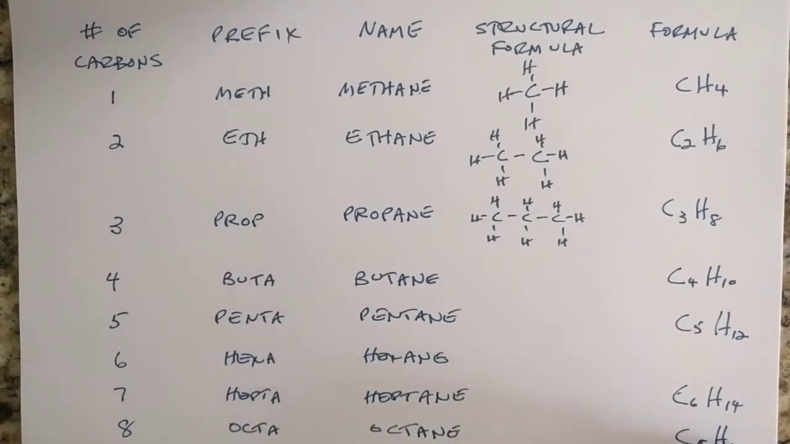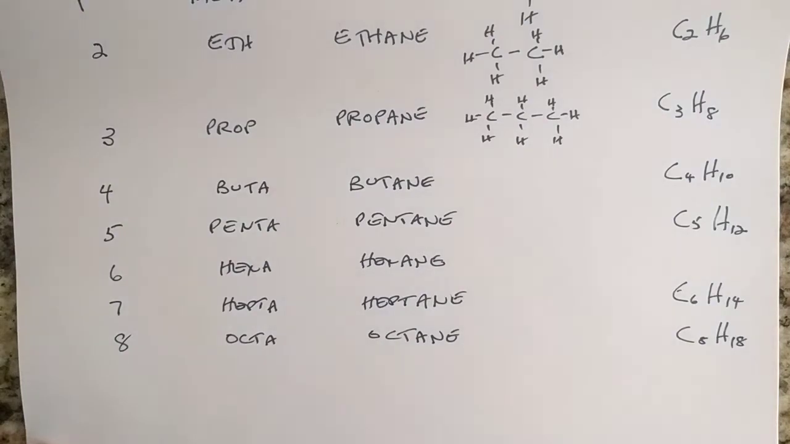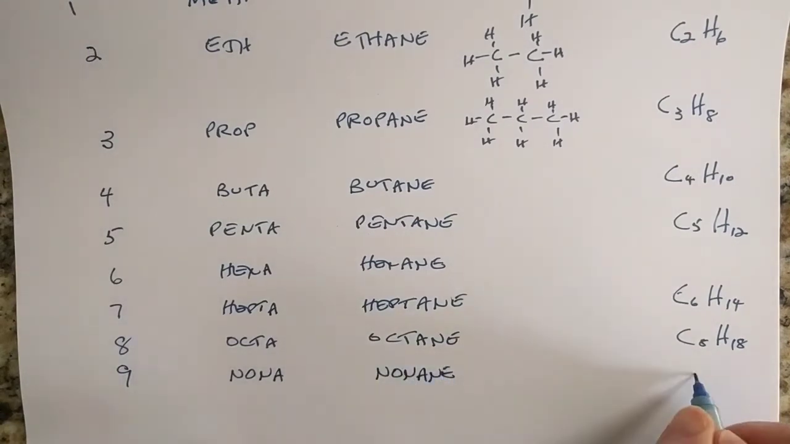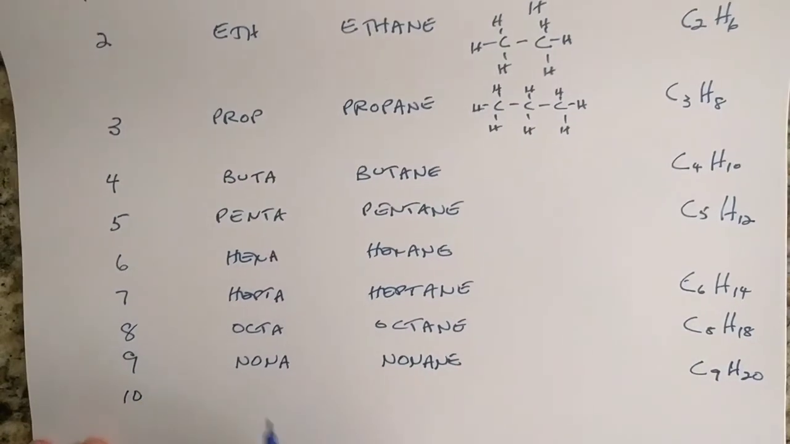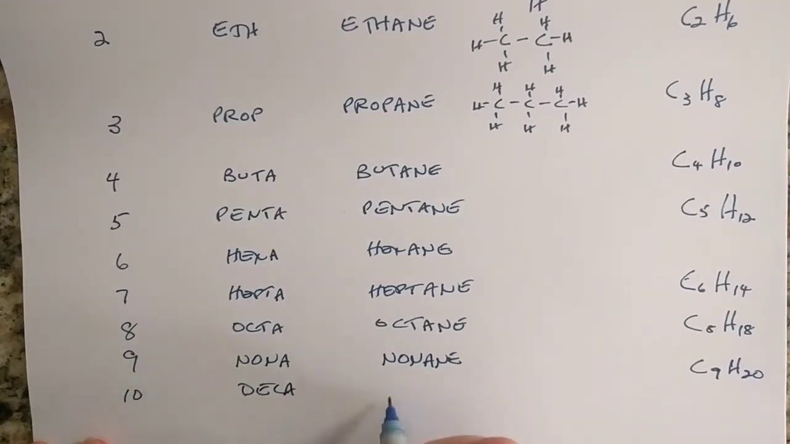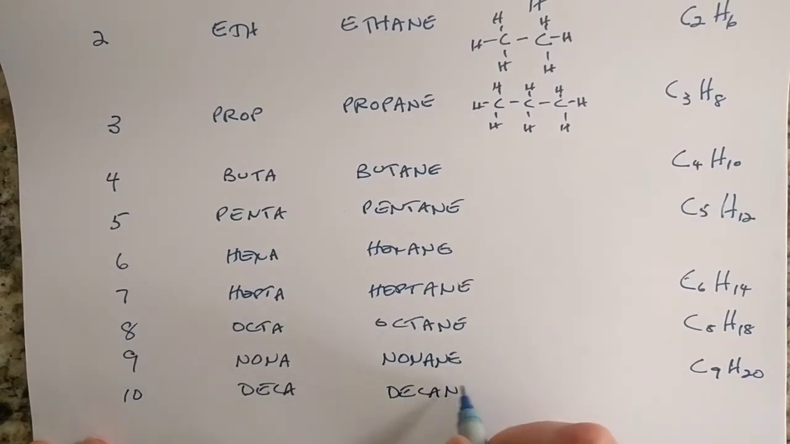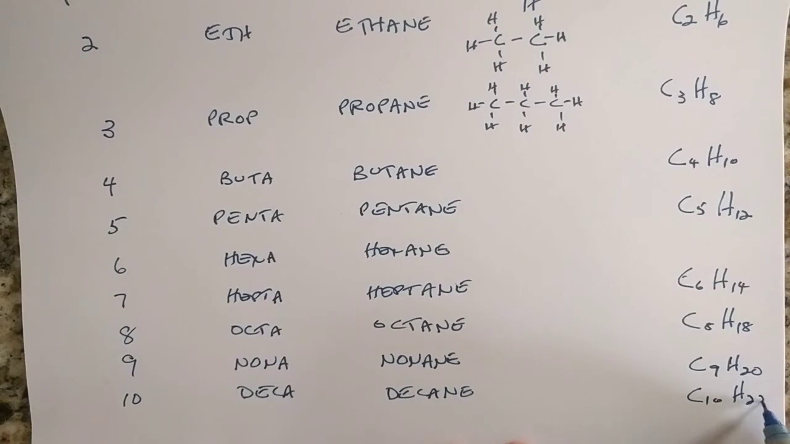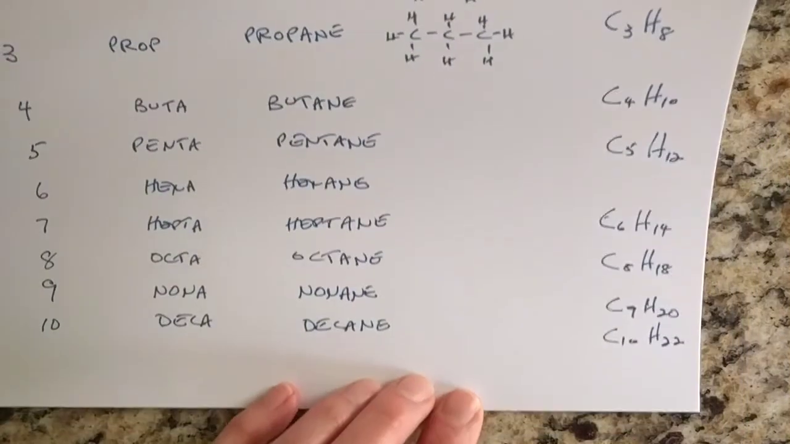C8H18. And if you hear about the octane rating in gasoline, that's what they're talking about. Octane has the formula C8H18. All right, and then 9, nona, nonane. So that's C9H20, and then we have 10, so deca, this is decane, which is C10H22.